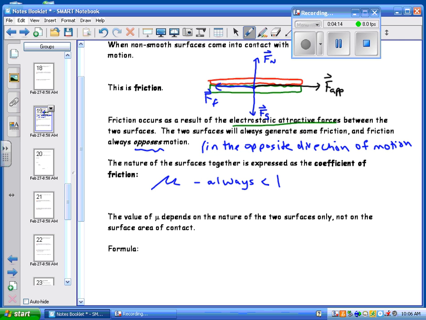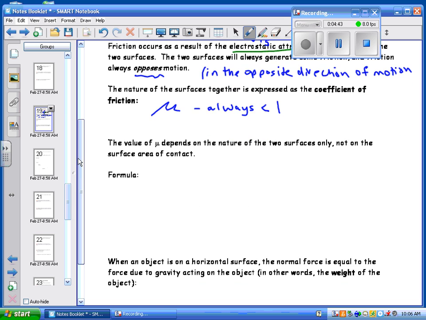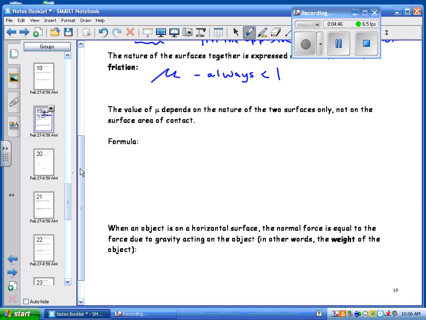The value of mu depends only on the nature of the two surfaces, not on the surface area. And there was an activity during the Newton stations investigation where you had the block of wood, and it asked you to pull it flat on its flat surface, like on the larger surface, and see how much force it required to pull it, and then to turn it up so it was on its smaller edge and see how much force it required to pull it. The forces should have been the same because there was no difference in the amount of friction acting on that piece of wood. Okay, so the value of mu depends on the nature of the two surfaces only, not on the surface area of contact. It doesn't matter how much of the object is touching, it's just the type of surface.